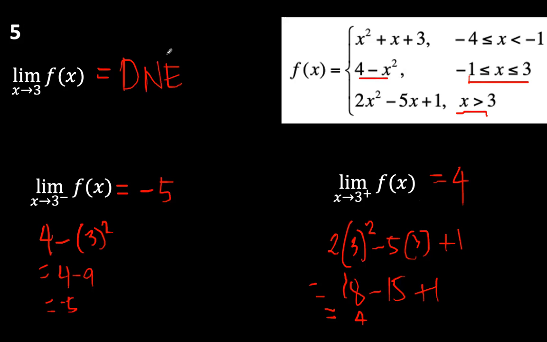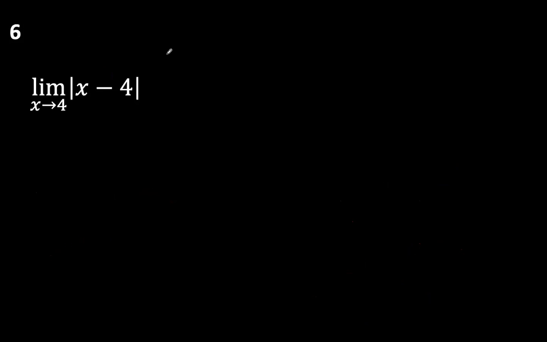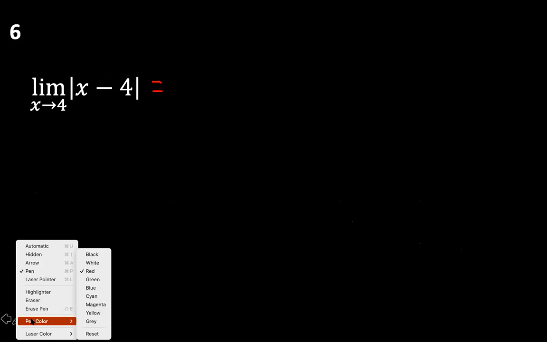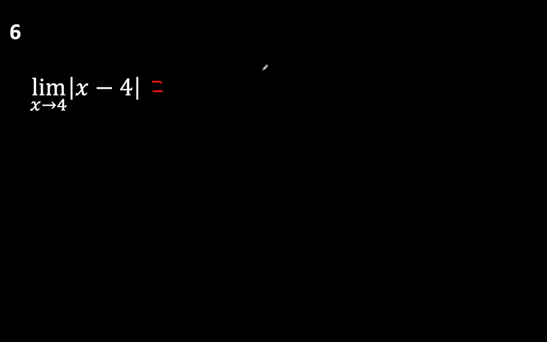Okay, it doesn't exist. And number 6, now let's have the absolute value. How do we solve for the limit of the absolute value? We need to determine the specific sub-functions of this absolute value function. So let's identify the sub-functions. Now, if x is greater than 4, then it is x minus 4, right?